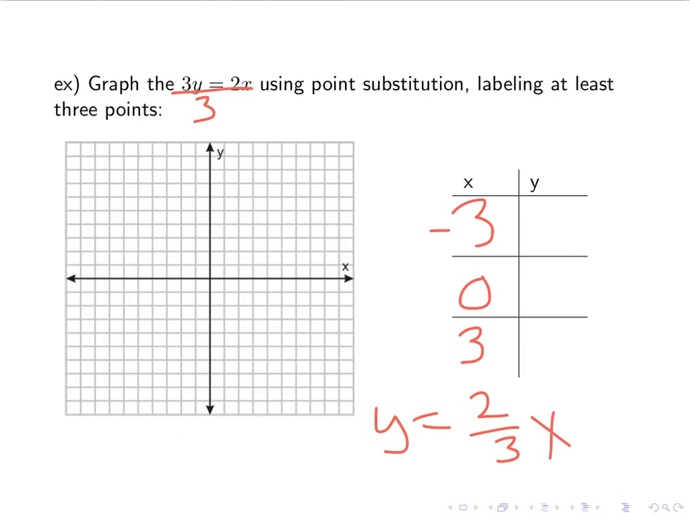If I plug in -3, 2/3 times -3, the 3's cancel, and I'm left with the -2. I plug in 0, 2/3 of 0 is 0. I plug in 3, again the 3's cancel very nicely, and I'm left with a +2. And then comes time to graph it. So -3, -2 goes right here. 0, 0, right in the origin. And then 3, 2 goes right there.